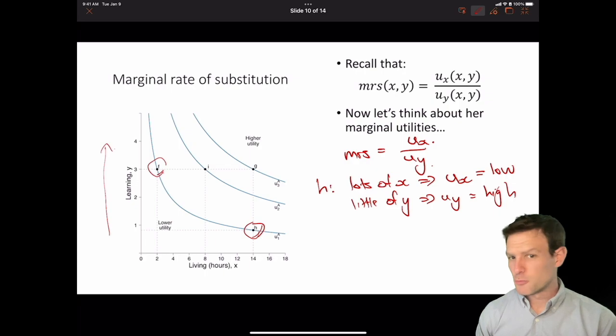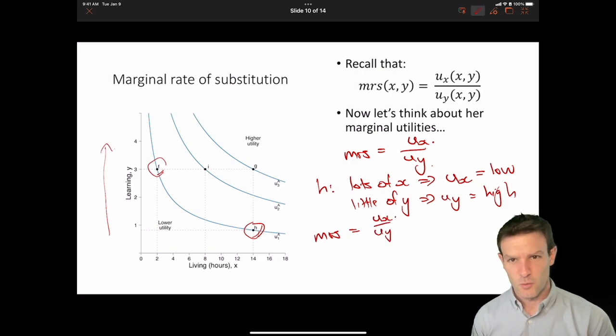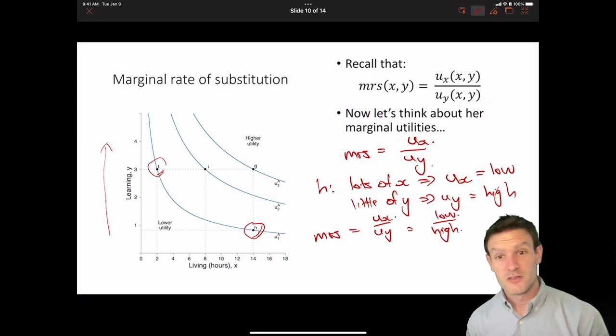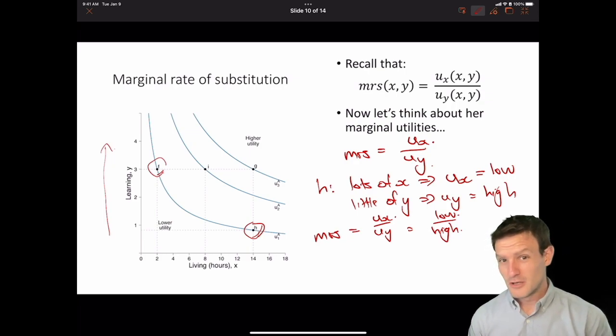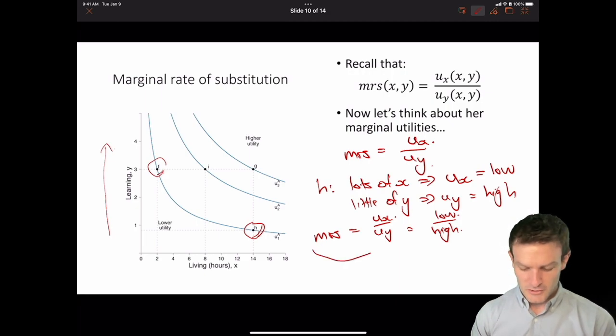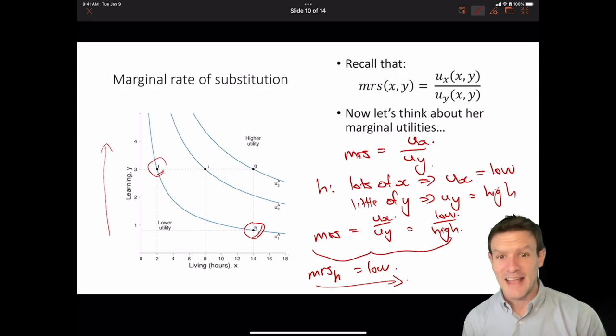So what does that imply about your marginal rate of substitution? Your marginal rate of substitution is equal to u sub x over u sub y, or the marginal utility of x over the marginal utility of y. That's equal to a low number divided by a high number. So when we've got a small number divided by a large number, what is that going to give us? It's going to give us a small or low number. So what does that mean? The marginal rate of substitution at point H is going to be low. Right? We can get that intuition just from looking at the figure.